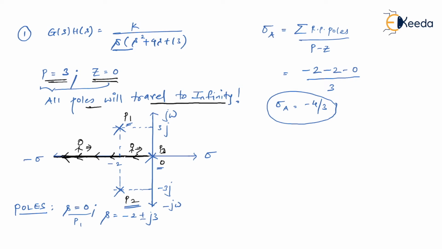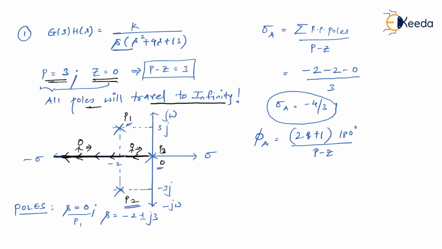Once you have the centroid value, now I can actually calculate the angle of asymptotes. How many angles of asymptotes do you require? You know that the number of angles of asymptotes is always equal to p minus z. So over here, p minus z is equal to how much? It is 3. So you require a total of 3 asymptote angles. And for that we have a predefined formula.